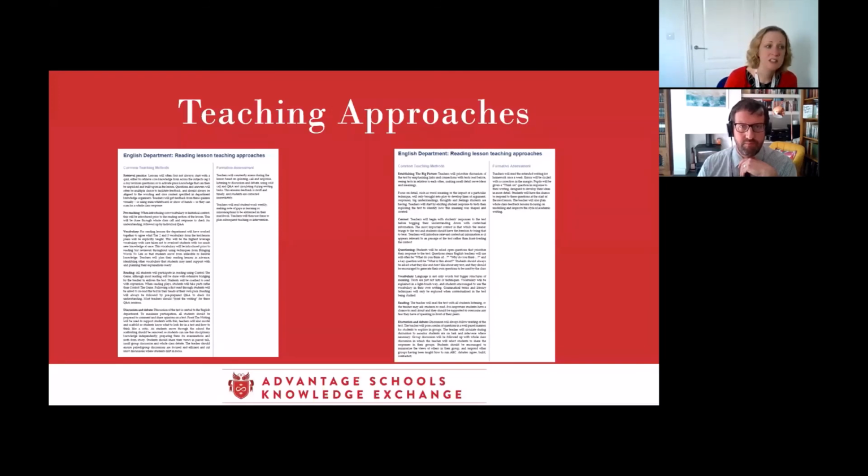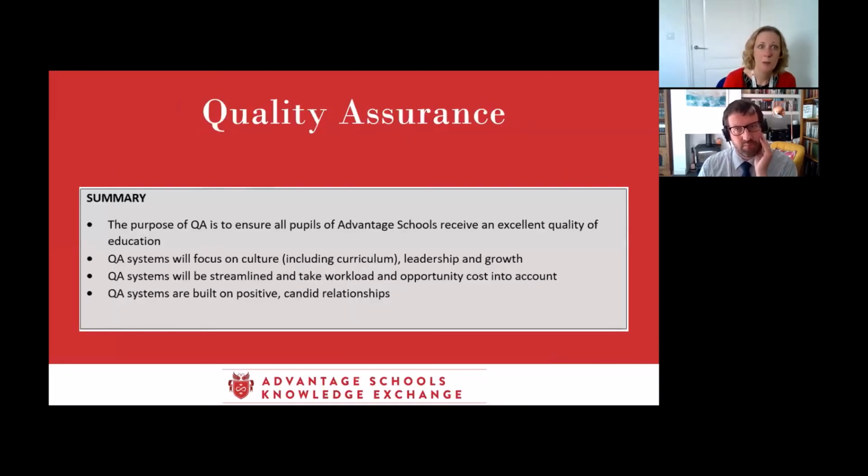Obviously this can then form part of our quality assurance processes, because we're very clear that there is no point to quality assurance other than to ensure that the education is of an excellent quality. That may sound very obvious, but we always try to make sure that anything we're doing leads back to that.